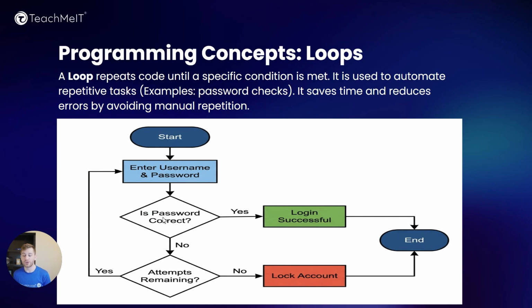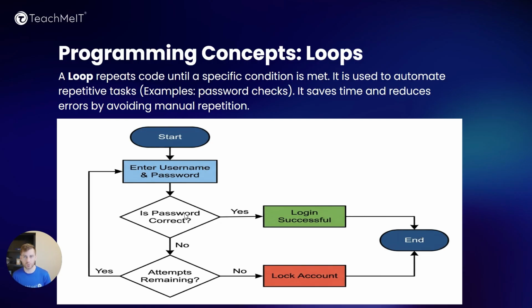From there, the code would check that the password is correct. Now there's two ways that this can go. If the password is correct for that username, so the username and password combination is correct, then the login would be successful and the loop would end. That's the simple way of doing things.